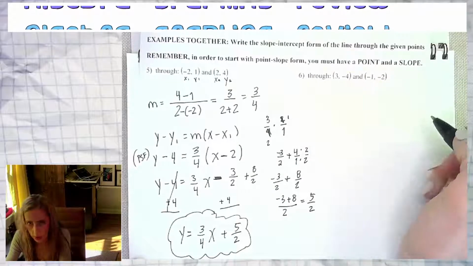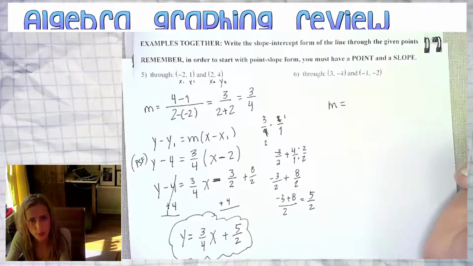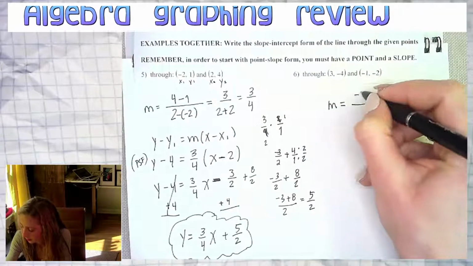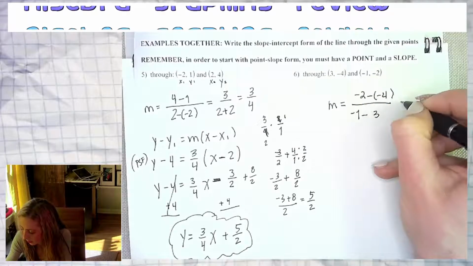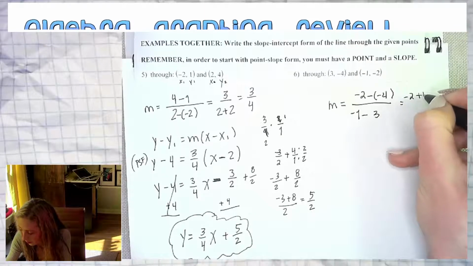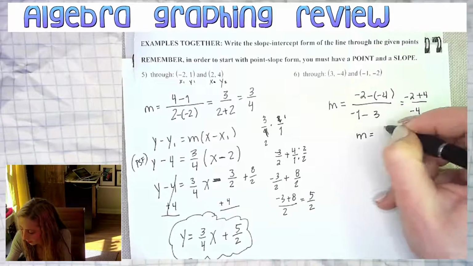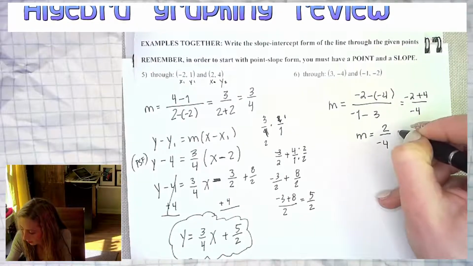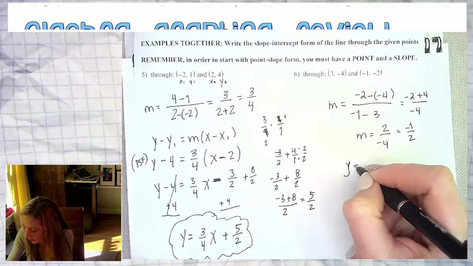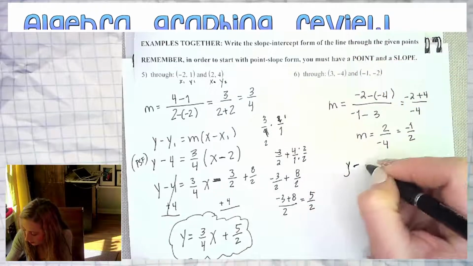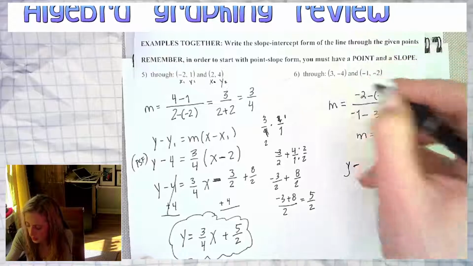All right, one more. I'm going to go quickly just so you have a second example. And then you will try some on your own. I got that the slope is negative 1/2. I'm going to use the one with the 2 negatives. I like to use the one that has 2 of the same sign so I don't get mixed up.